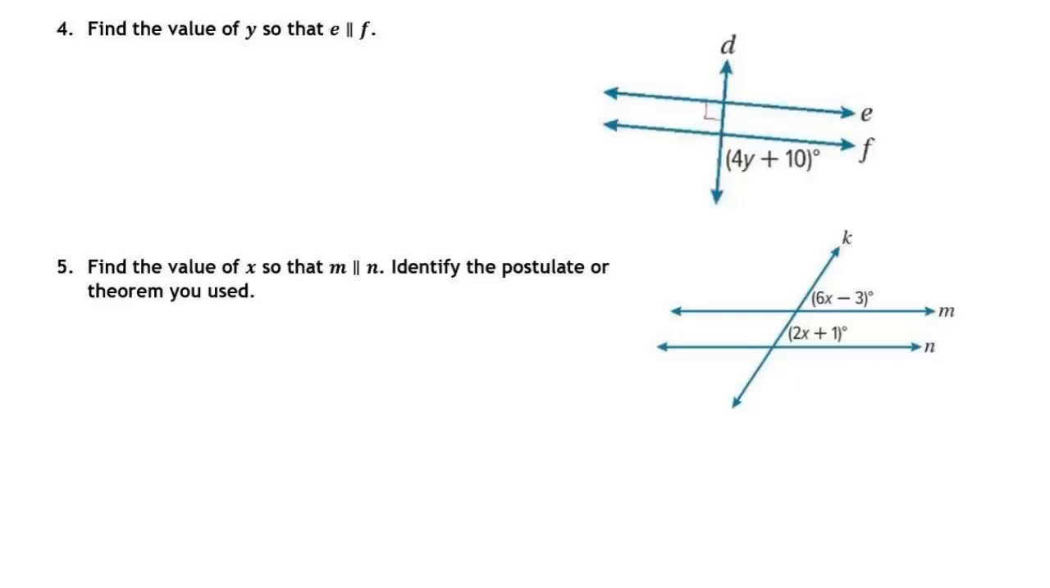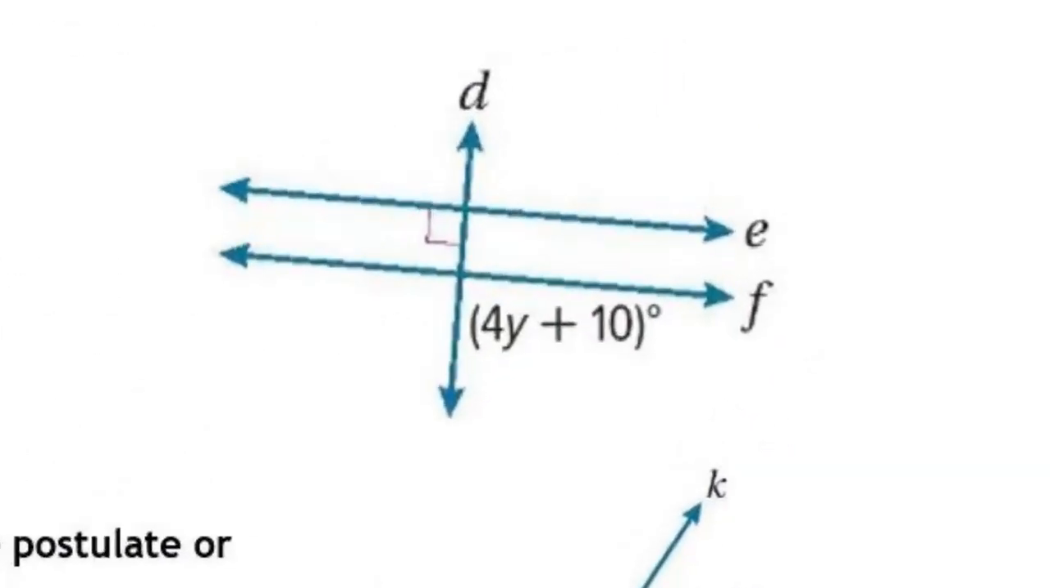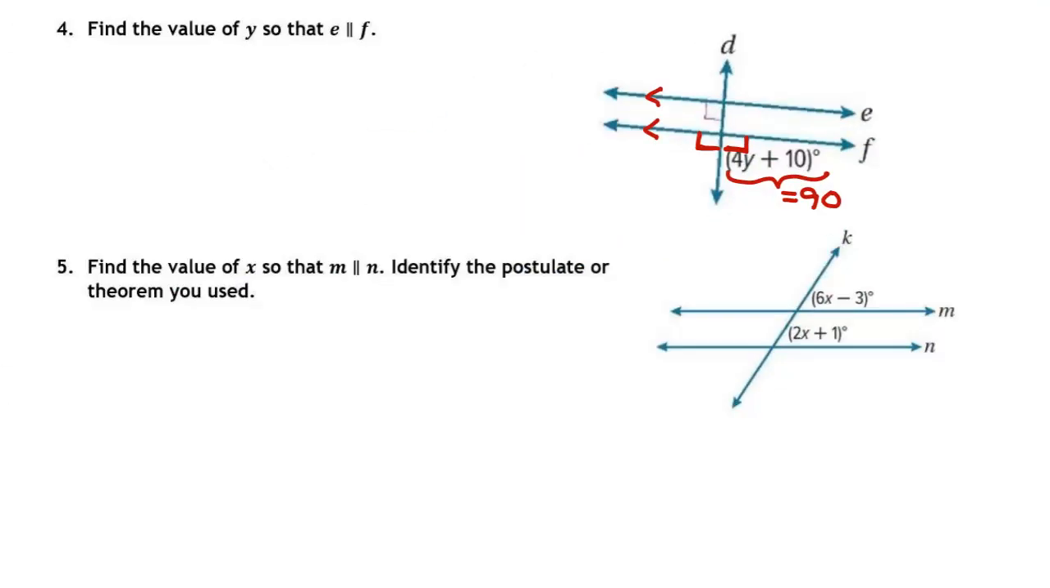Number 4, find the value of y so that line E is parallel to line F. Well, what's this symbol right here? Right angle. And if that's a right angle, and these two lines, E and F, really are parallel, what would this angle be? Would also be a right angle. Which means this angle over here would be how big? Be another 90-degree angle. So 4y plus 10 is equal to 90 degrees if the lines are parallel.